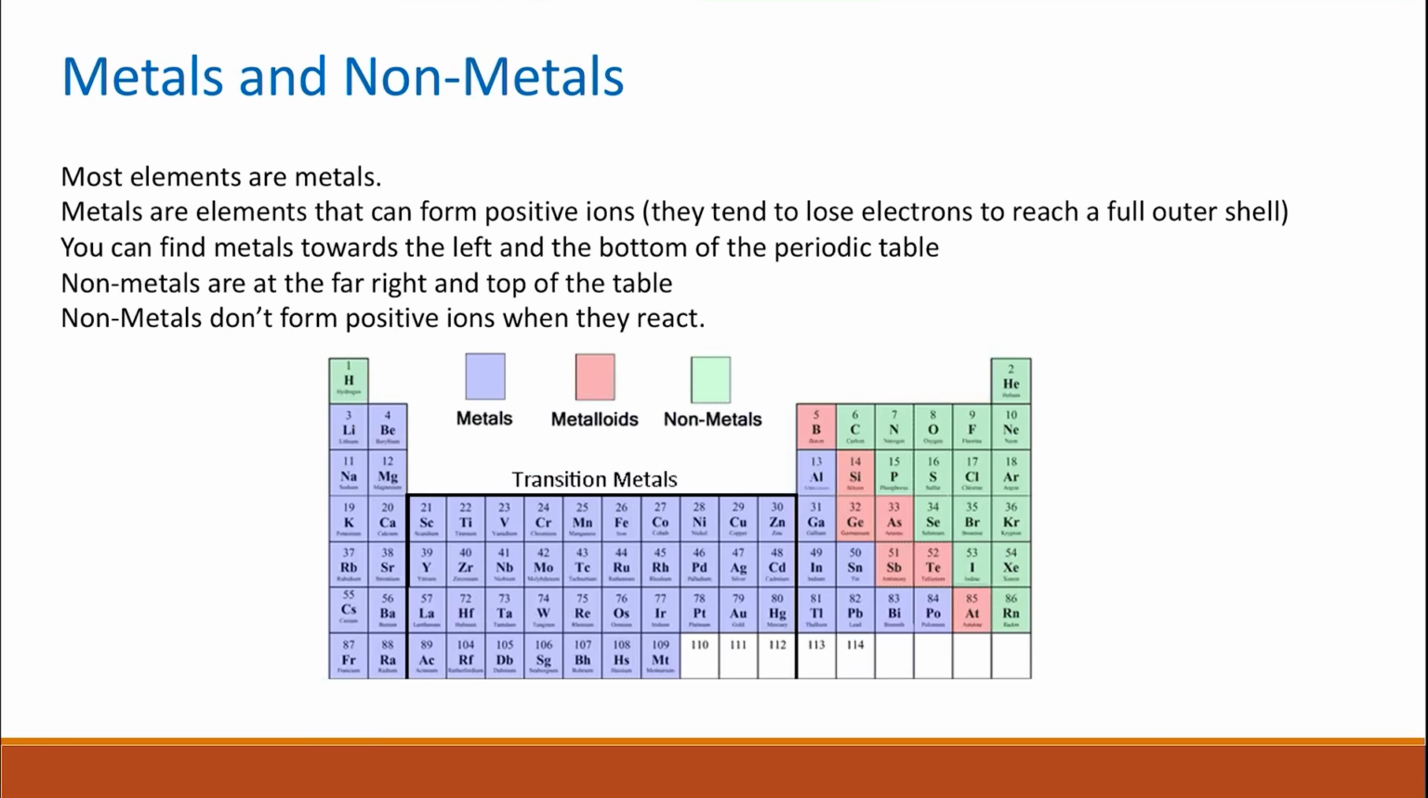How to find metals, nonmetals, and transition metals in the periodic table? The metals can be found on the left-hand side here on the periodic table. These are metals. Non-metals can be found on the right, the green ones, the right and top ones. These are the non-metals. And then transition metals can be found in the center of the periodic table.